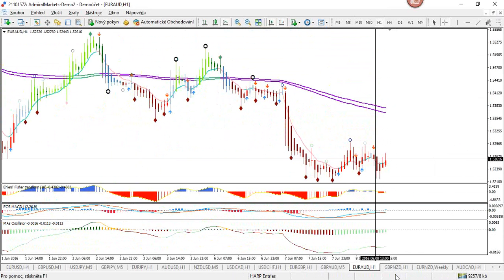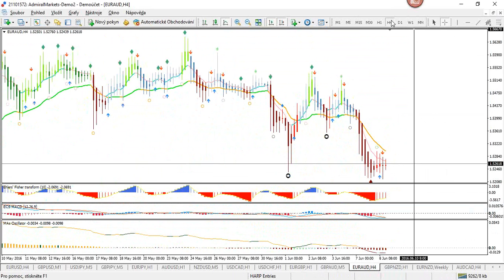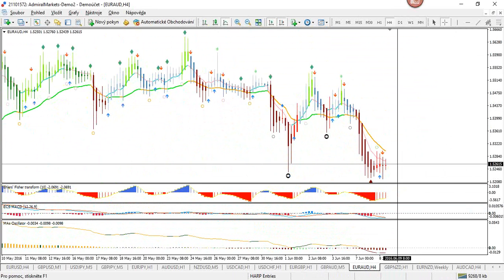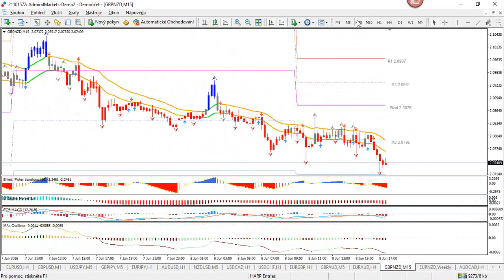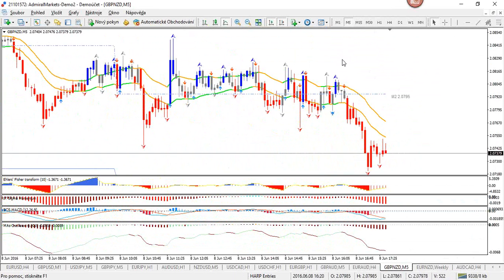All right, no alignment on the Euro AUD swing, 4-hour, 1-hour charts. Pound New Zealand does have it. You've got 1-hour downside, 50-minute downside, 5 is retracing. So it's the same kind of idea as the pound AUD, or pound yen, but on pound New Zealand.